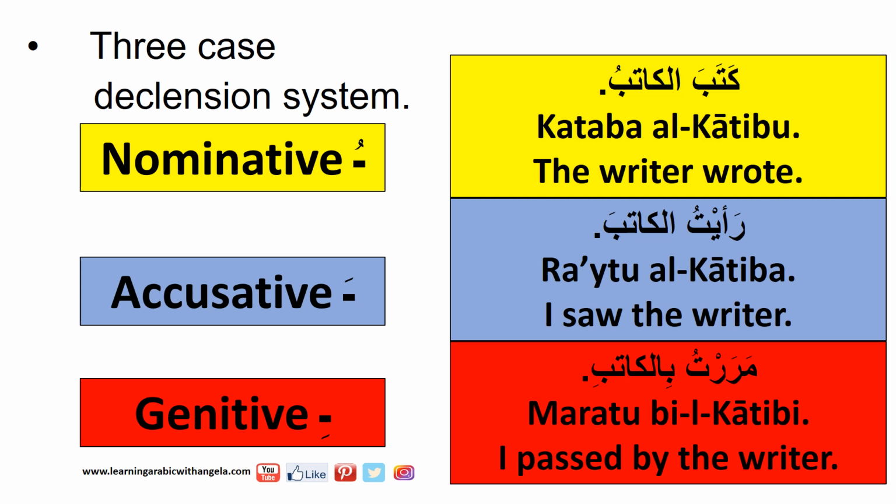Have you noticed that we only used a single diacritic at the end? كتب الكاتب, a single ضمة. رأيت الكاتبة, a single فتحة. مررت بالكاتب, a single كسرة. So كاتب lost its nunation when al attached to it.